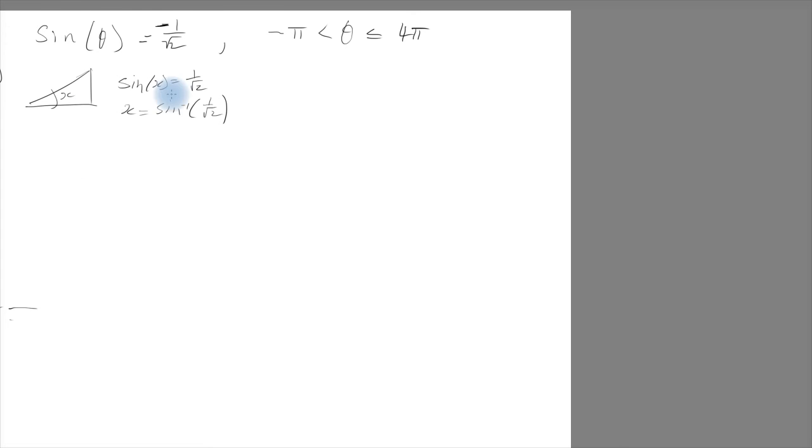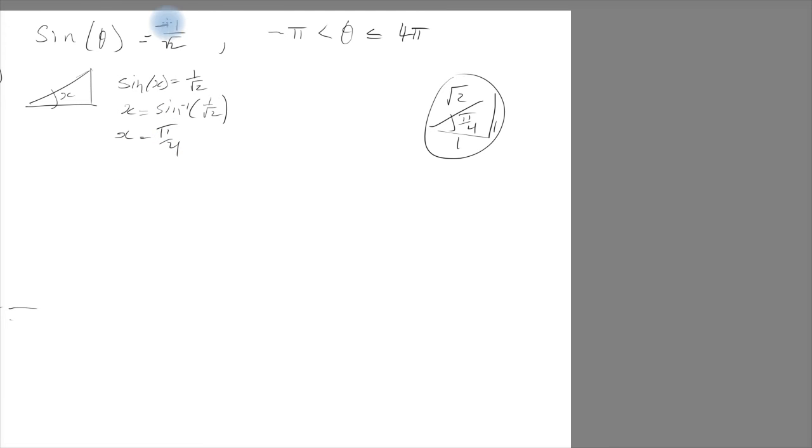And we could have used a perfect triangle if we wanted to. We could have used the 1, root 2, pi on 4 triangle to find that out if you had wanted to. Have that in the back of your mind. Anyway, x is pi on 4. So the first quadrant equivalent is pi on 4.